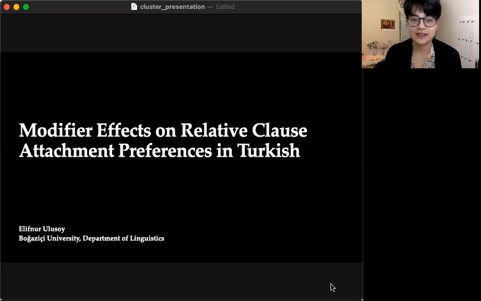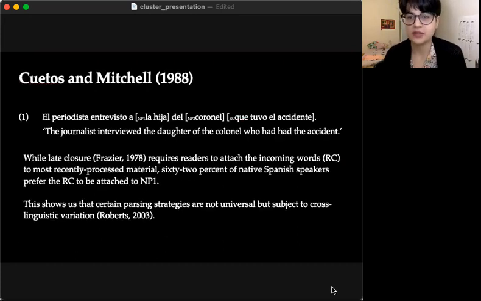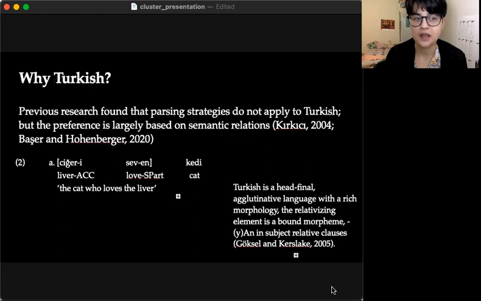Hi, everyone. While many different ambiguity resolution theories are out there, they do not always work cross-linguistically. For example, Kırkıcı and Mitchell pointed out that while according to late closure, the RC should be attached to MP2, the majority of Spanish speakers in their experiment preferred the RC to be attached to MP1. Kırkıcı points out that Turkish attachment preferences cannot be explained by these theories either.